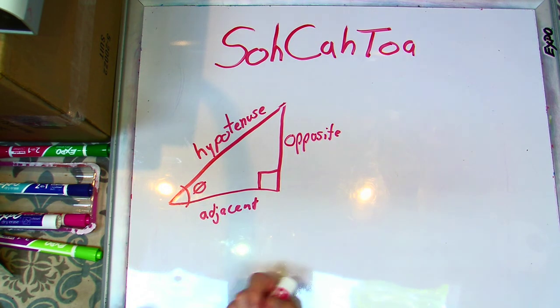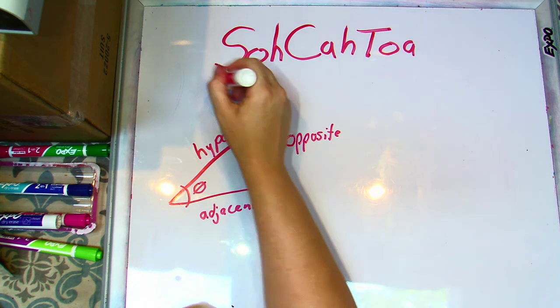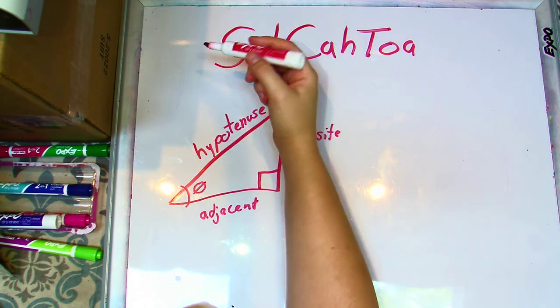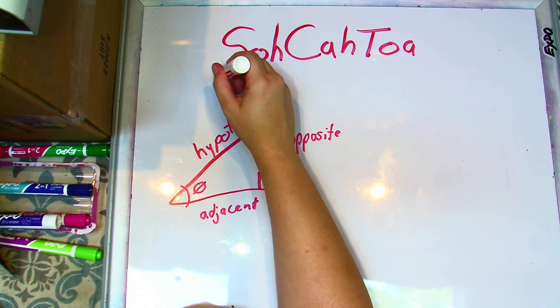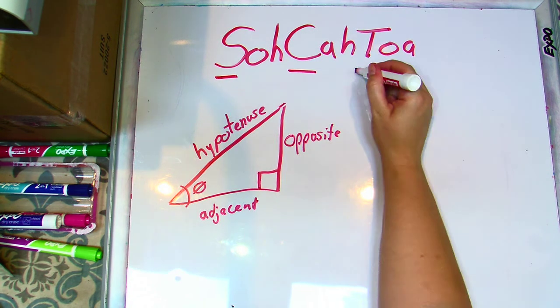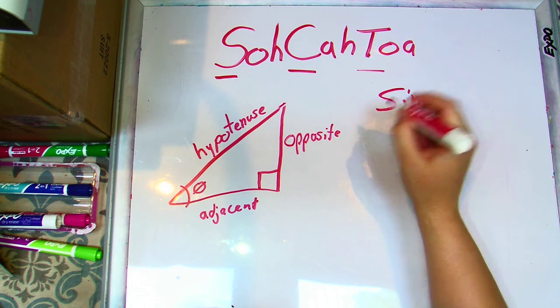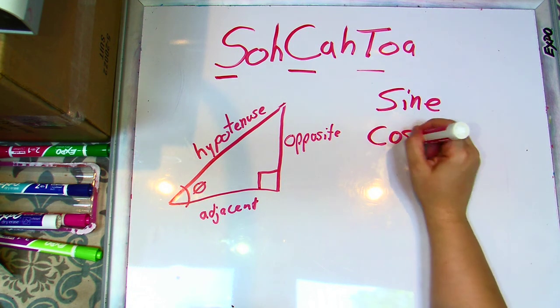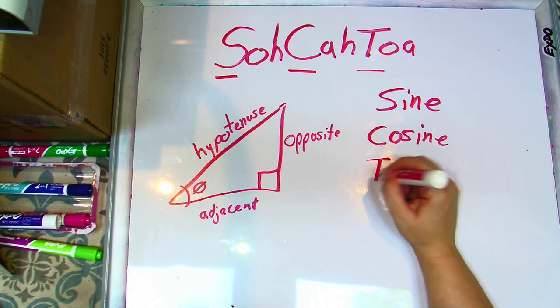Now how does this relate to SOHCAHTOA and what does that mean? Well, the 3 main trigonometry functions that we're going to look at are sine, cosine, and tangent.